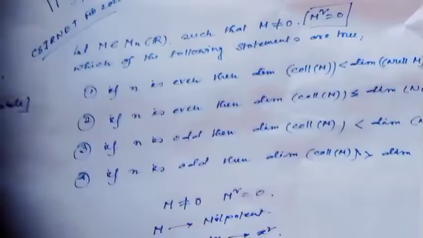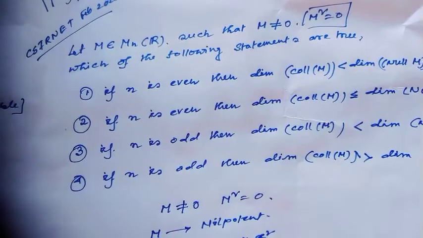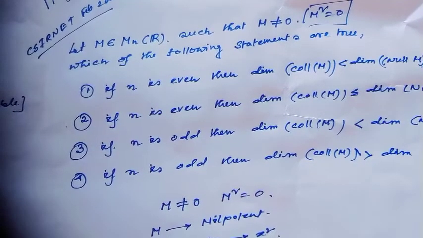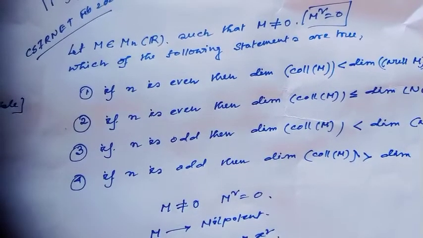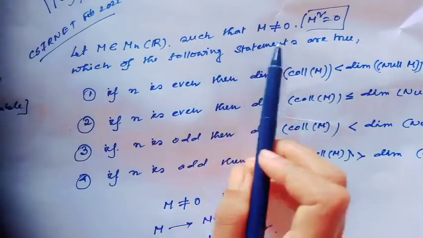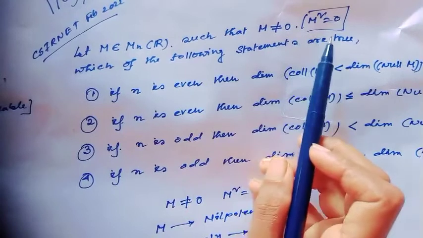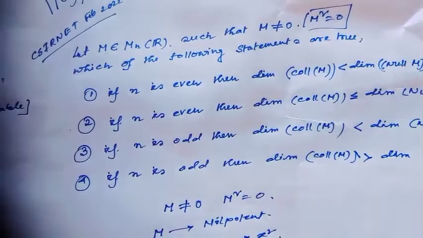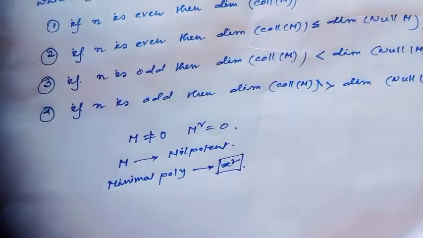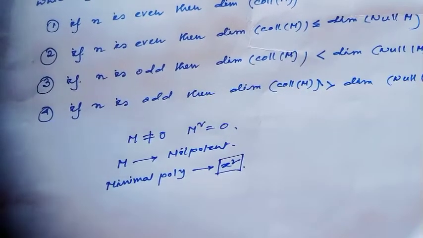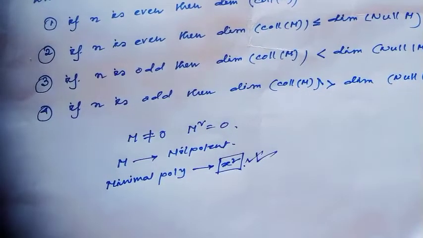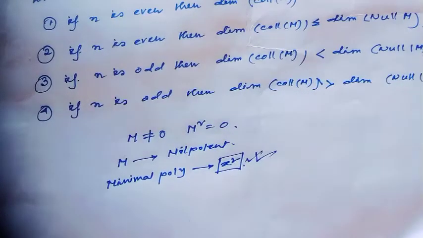We all know for a nilpotent matrix, dimension of column space is always less than or equal to dimension of null space. Here M is an n cross n matrix such that M not equal to 0 and M square equal to 0. That means here the minimal polynomial is x square. So notice this is a very important part for this question.